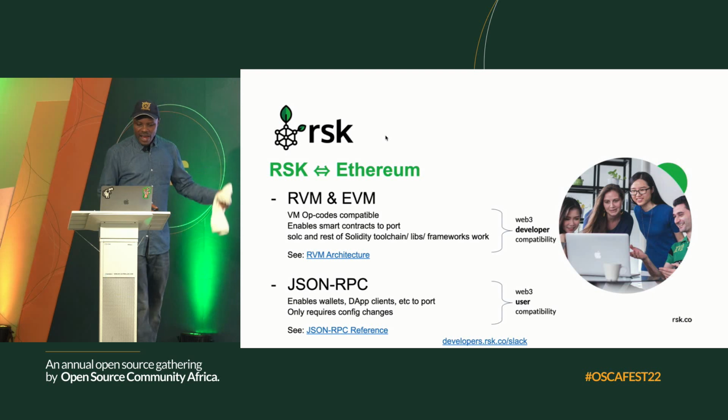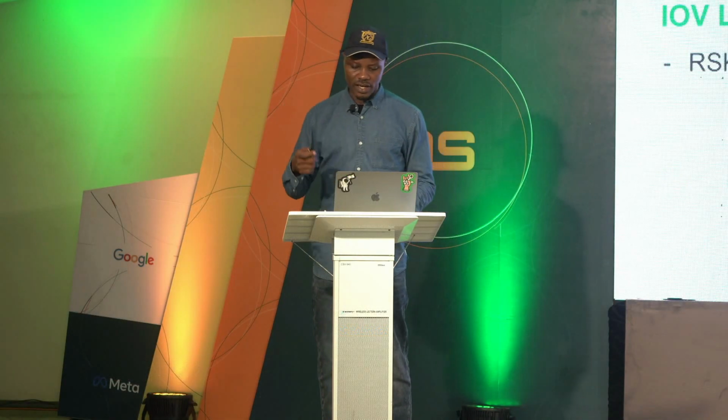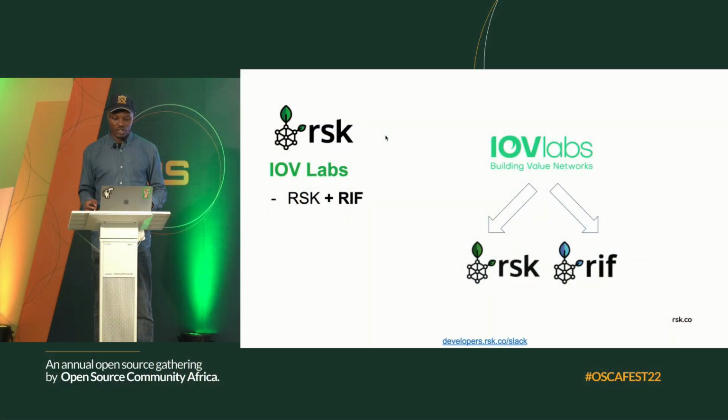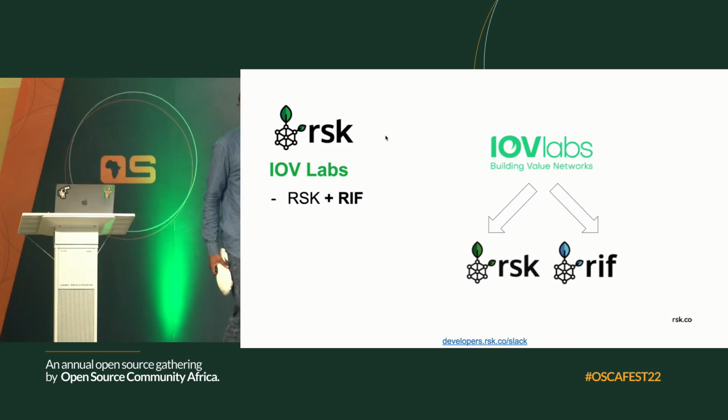So IOV Labs is the company that is behind the RSK network. Now, it didn't just stop at building a blockchain, okay? It also is behind what we call RIF. So IOV Labs is the company behind RSK, the blockchain, and RIF.